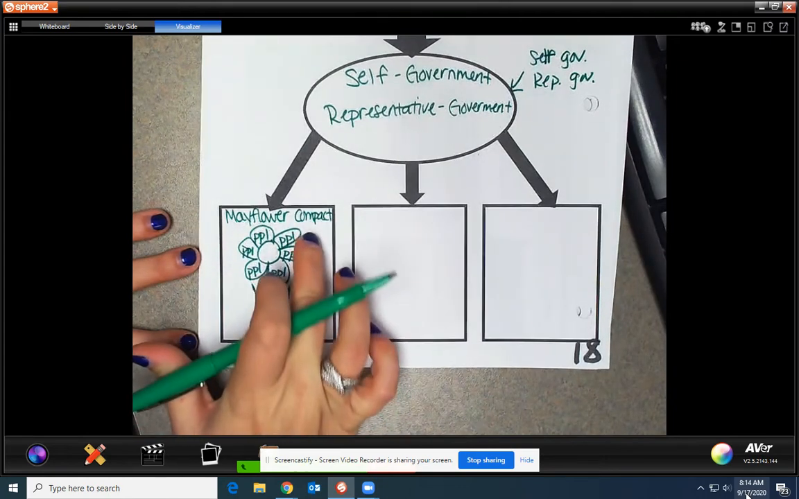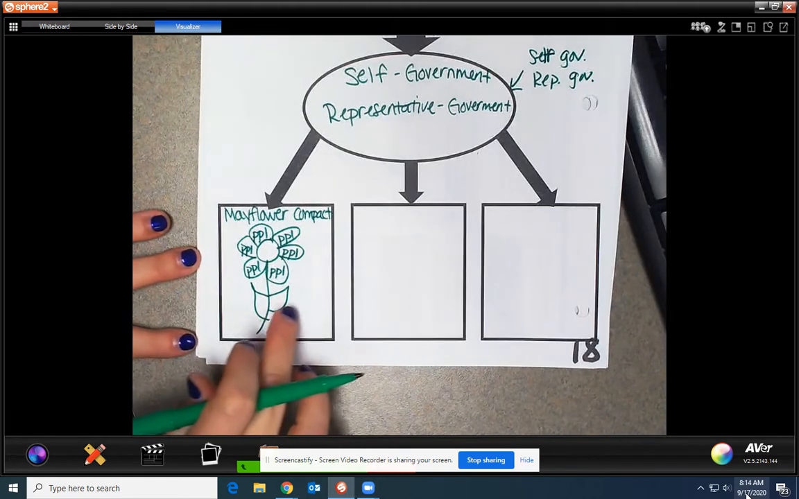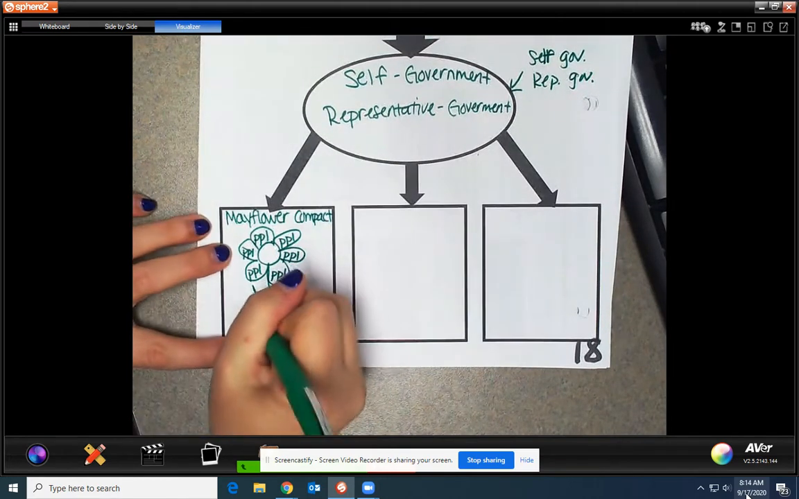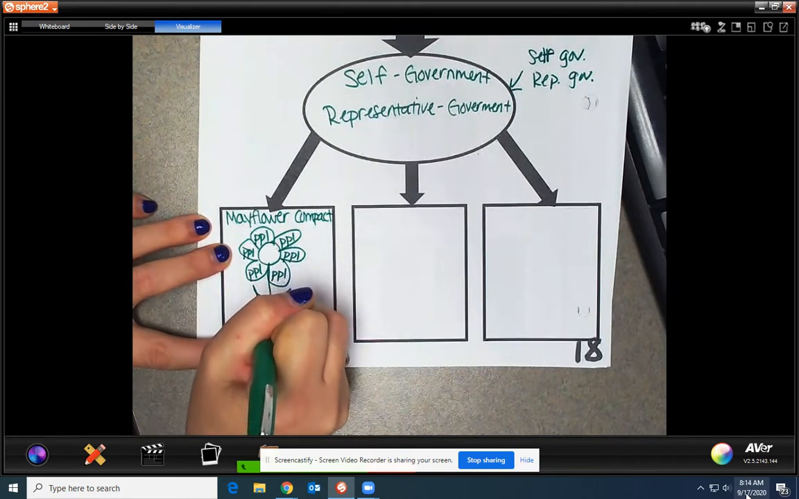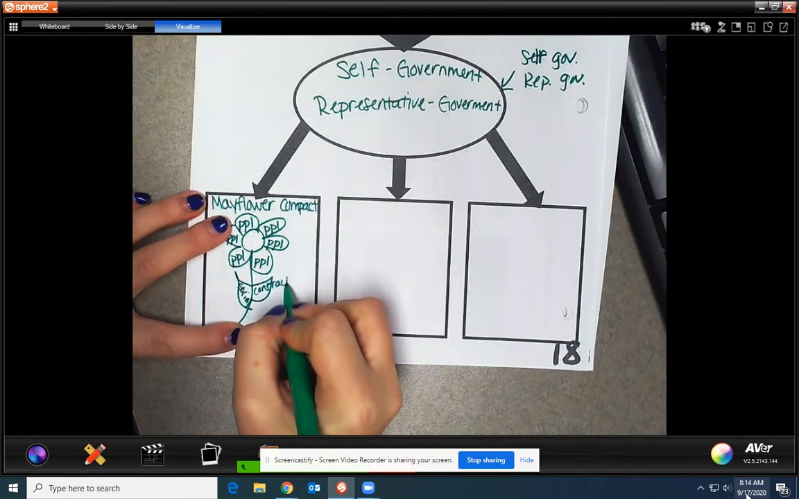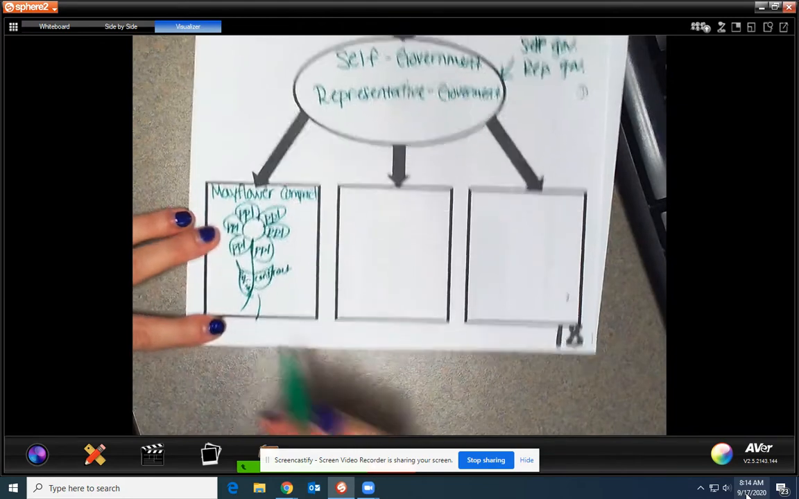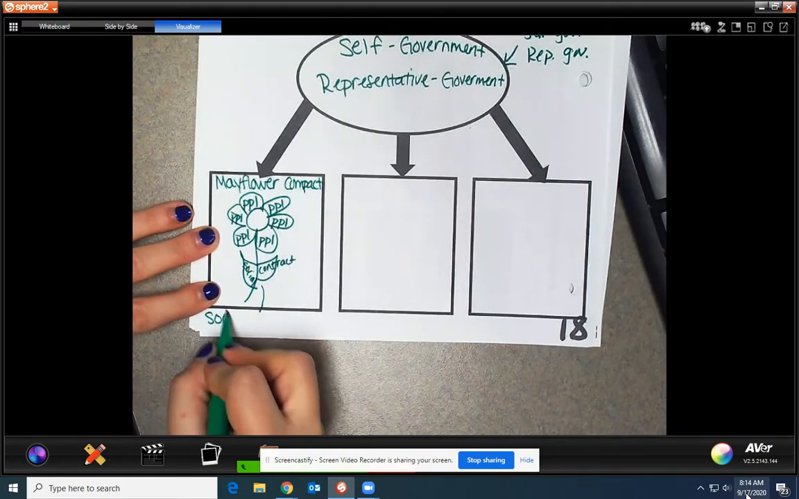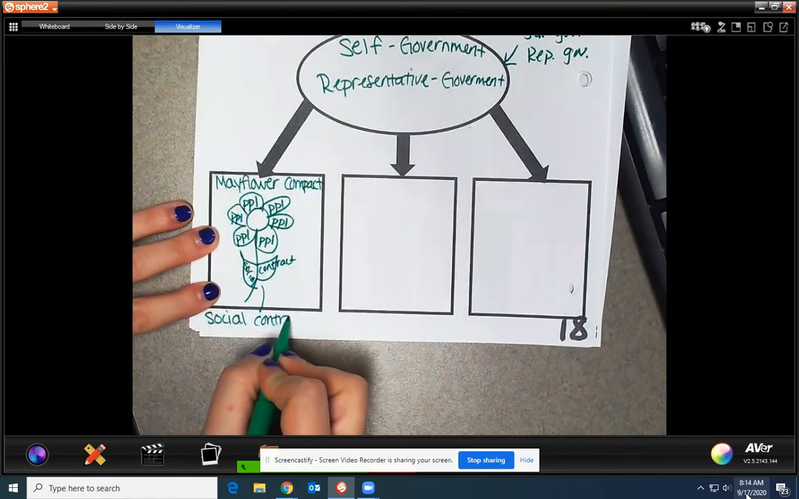And how does the Mayflower do that? They do this. This is what you're going to write in the petals. Social, kind of fit that in there, contract. So in case you can't see what I wrote, I'm going to write it down here. Social contract is what I want you to put in the leaves.